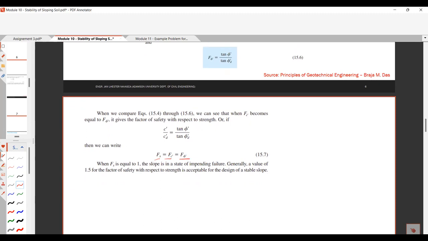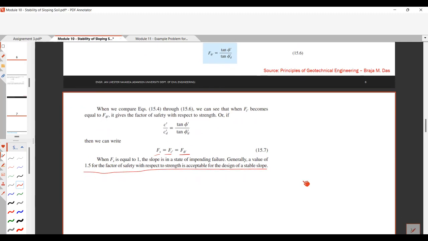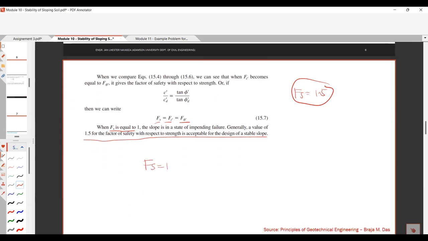So the slope is in a state of impending failure. Generally, a value of 1.5 for the factor of safety with respect to the strength is acceptable for the design of a stable slope. So in industry, they use a factor of safety equal to 1.5 in their design. Again, what it says here is Fs equals 1, so the slope is in a state of impending failure. Anything below a factor of safety of 1.0 will cause failure, right? So this factor of safety equal to 1.0 is the state of impending failure.